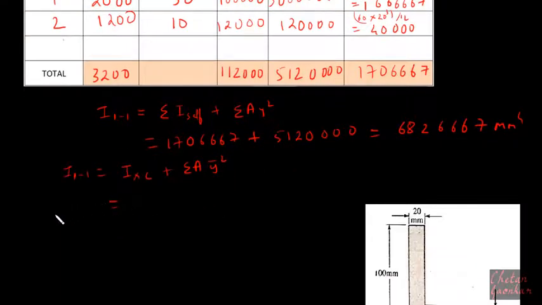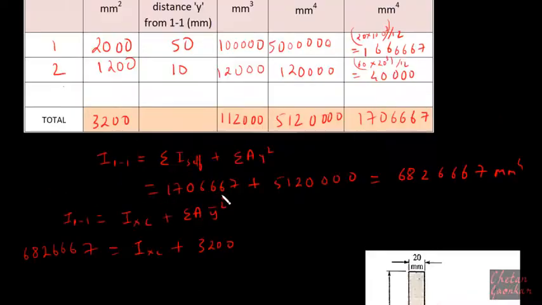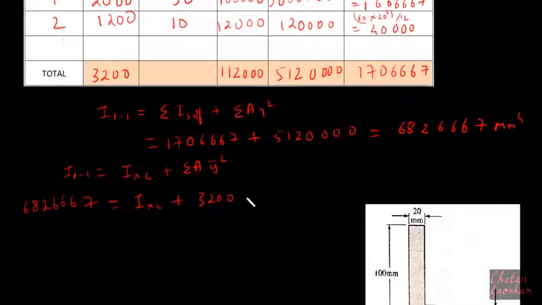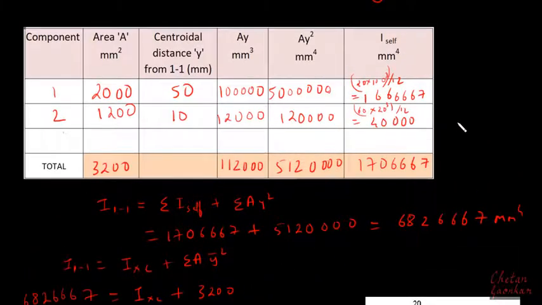This will be equal to I11, the value we have already found, that is 682667. Ixc is the centroidal moment of inertia which we need to find, plus summation of A, which is 3200, multiplied by y bar square. Y bar is what we need to find now. So y bar can be found as summation of AiYi divided by summation of Ai.